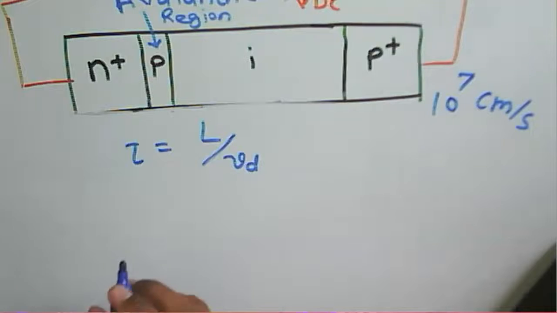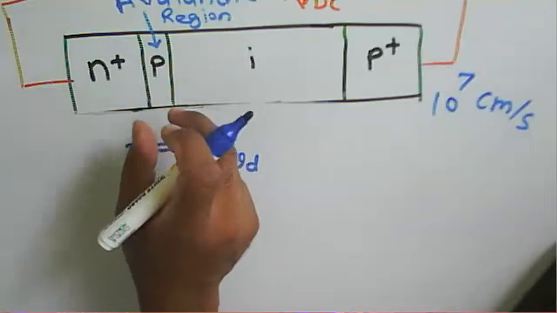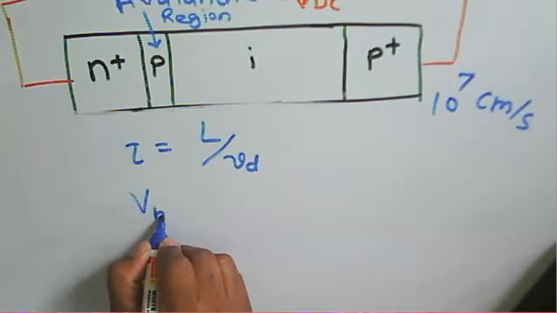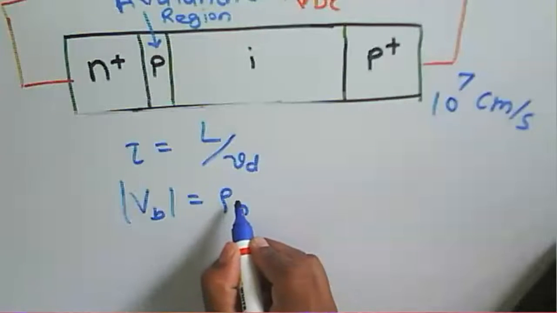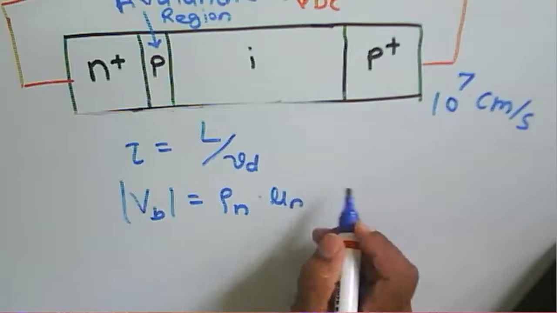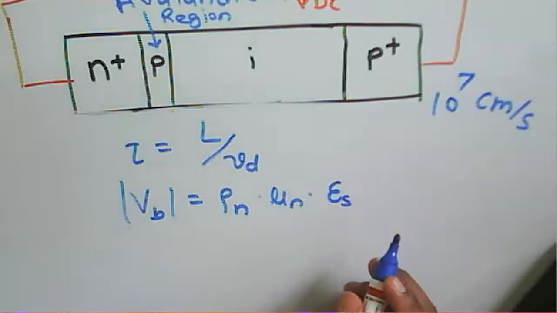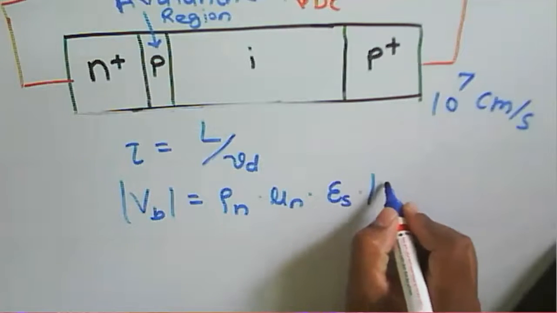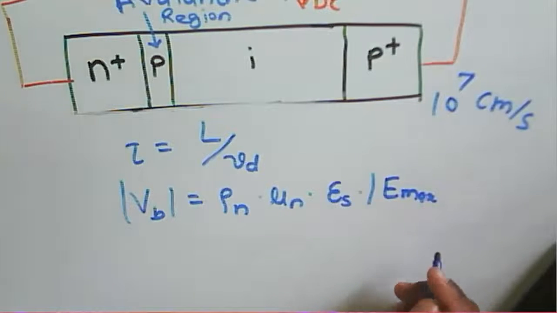The breakdown voltage required at this n plus p junction so that avalanche multiplication will take place is equal to an expression that depends upon the resistivity of this material, mu n, which is the electron mobility in this region, and the permittivity. Epsilon s is the permittivity of the semiconductor material, and E max is the maximum breakdown electric field.